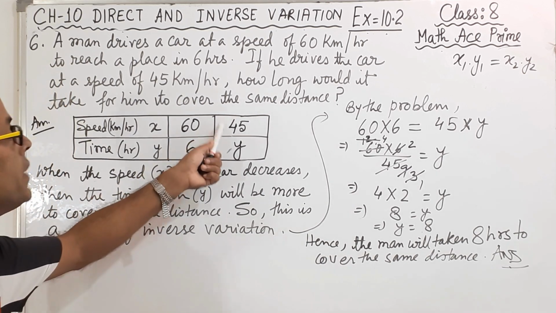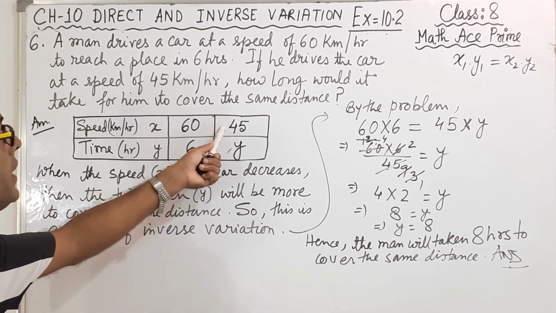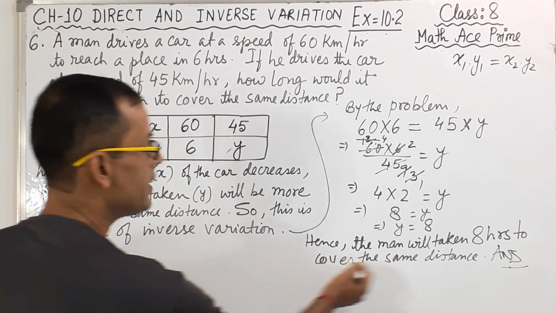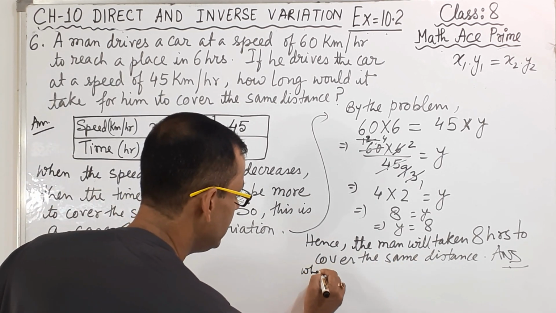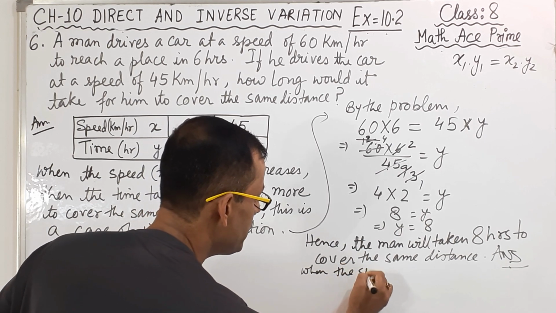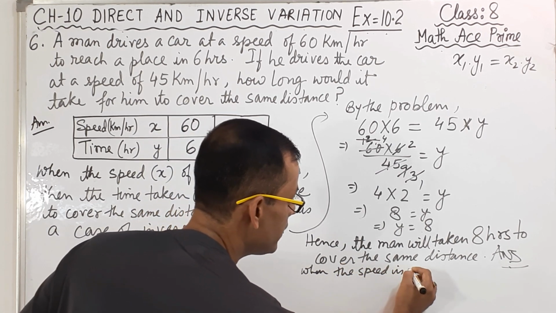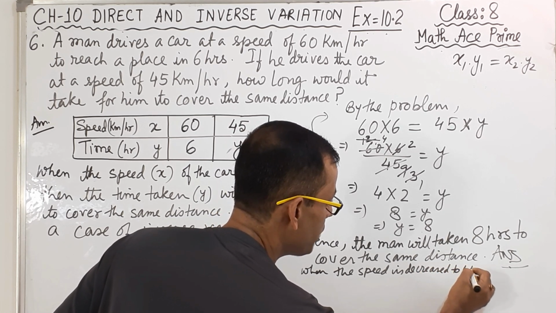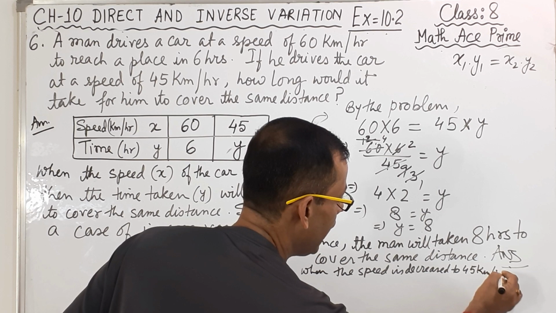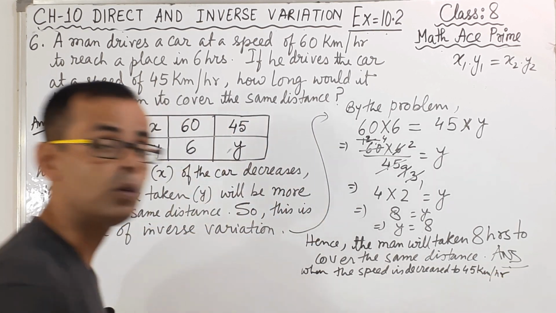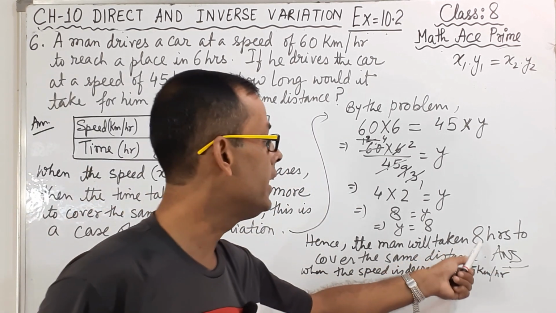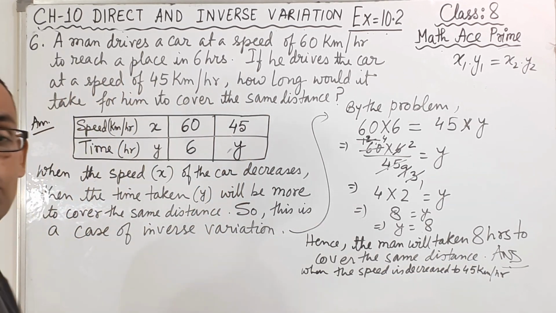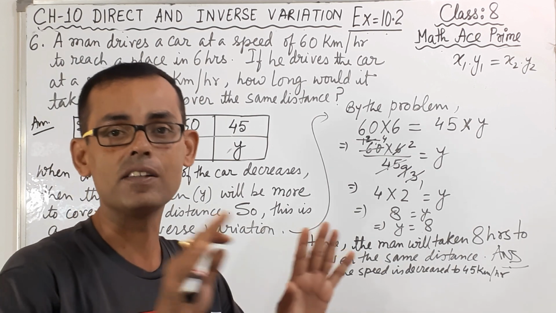Okay, when the speed, you can write more also, when the speed is 45 kilometer per hour. Okay, you can write the same distance when the speed is decreased to 45 किलोमीटर पर आवर. ठीक है, ऐसा भी तुम लोग लिख सकते हो. तो आंसर क्या होगा? 8 hours is the answer. So I hope question number 4 5 6 you have understood nicely.